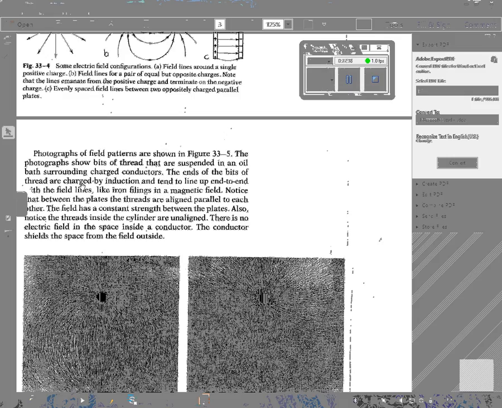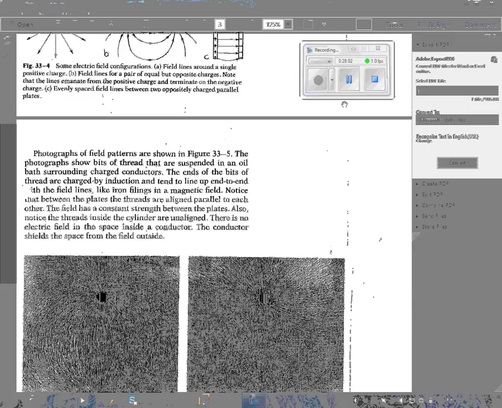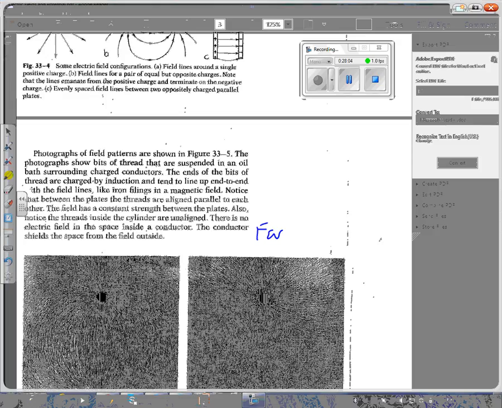Also notice the threads inside the cylinder are unaligned. There is no electric field in space inside a conductor. The conductor shields the space from the field outside. That, my friends, is sort of, anybody ever heard of a Faraday cage?